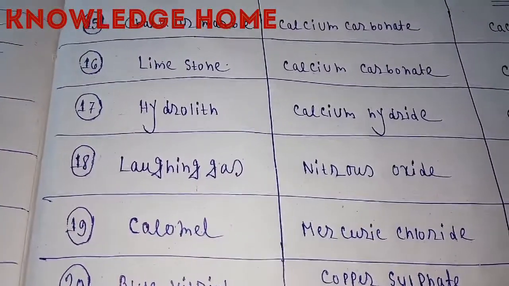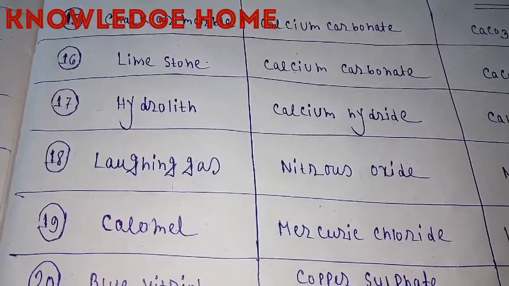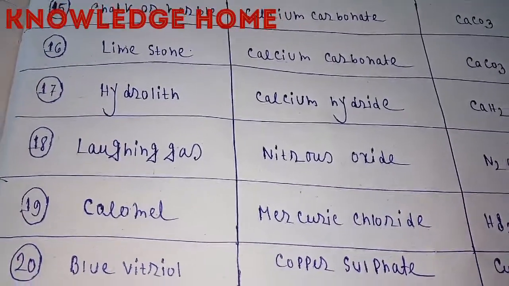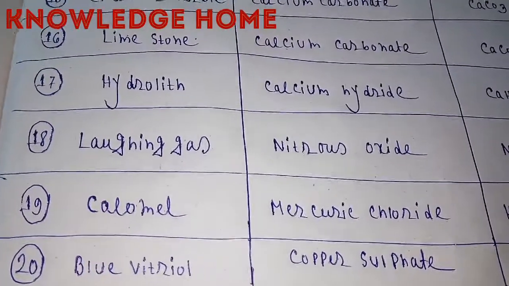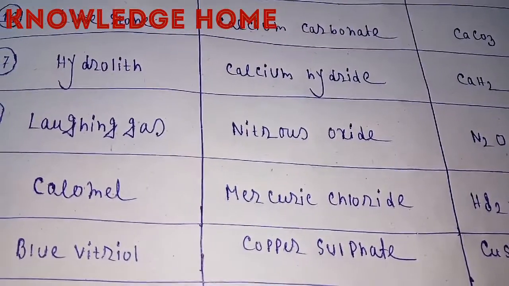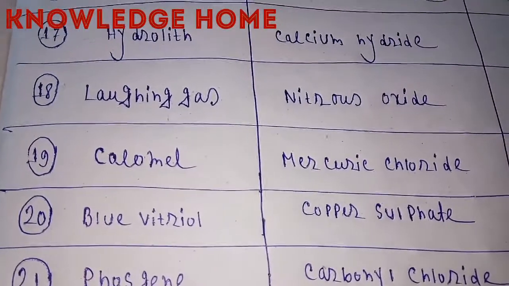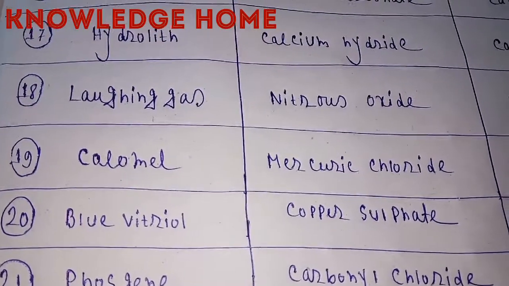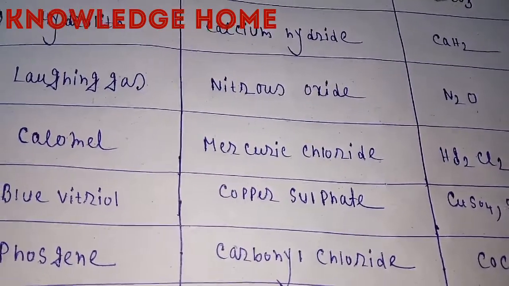The next one is hydrolith, and the chemical compound name is calcium hydride. And the chemical formula CaH2. The next one is laughing gas, and the chemical compound name is nitrous oxide, and the formula is N2O. Next one is calomel, and the chemical compound name is mercurous chloride, and the formula is Hg2Cl2.